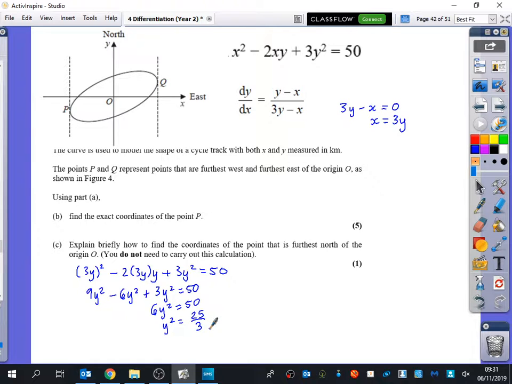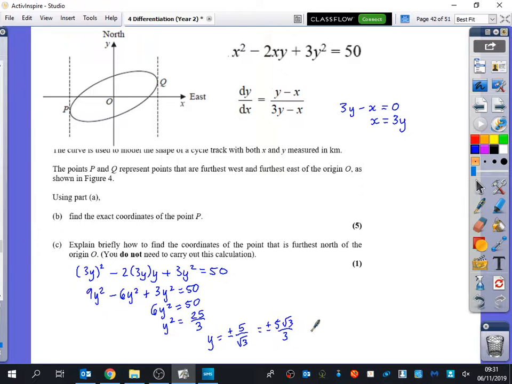So y is equal to plus or minus root 25 over 3. And root 25 over 3 is 5 over root 3, which is 5 root 3 over 3. Good, which is plus or minus 5 root 3 over 3. So that's what the y coordinates could be.